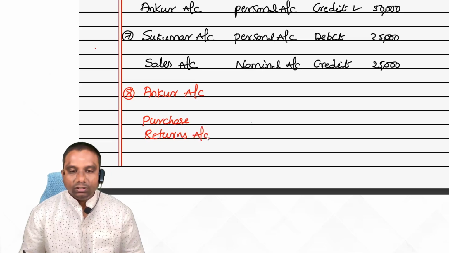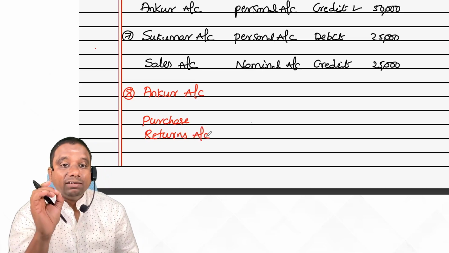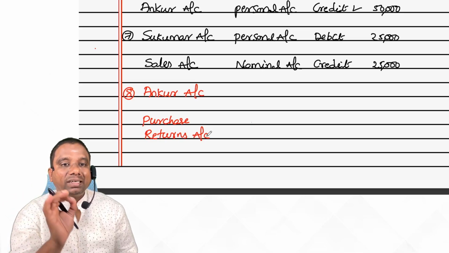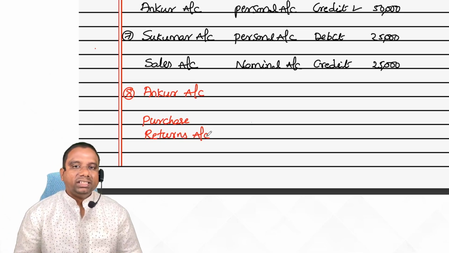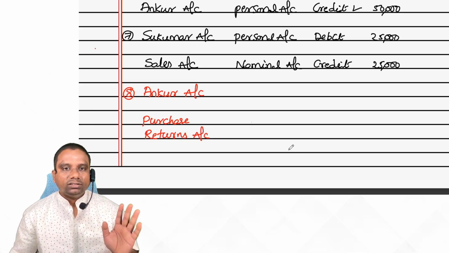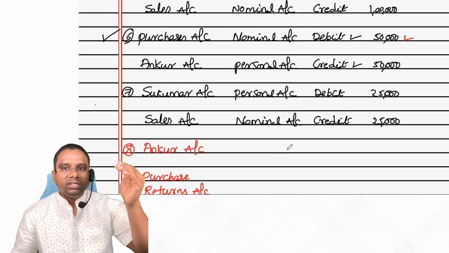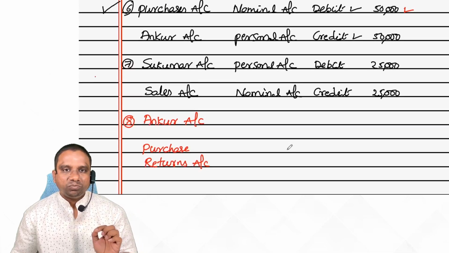We use the word purchase returns account. Whenever you return the goods, don't forget to use the word purchase returns. Purchase returns. Yes or no, students? Simple remembering is, earlier whatever the accounts you debit or credit, now they become reverse. Earlier Ankur account is credit, now Ankur account is debit.